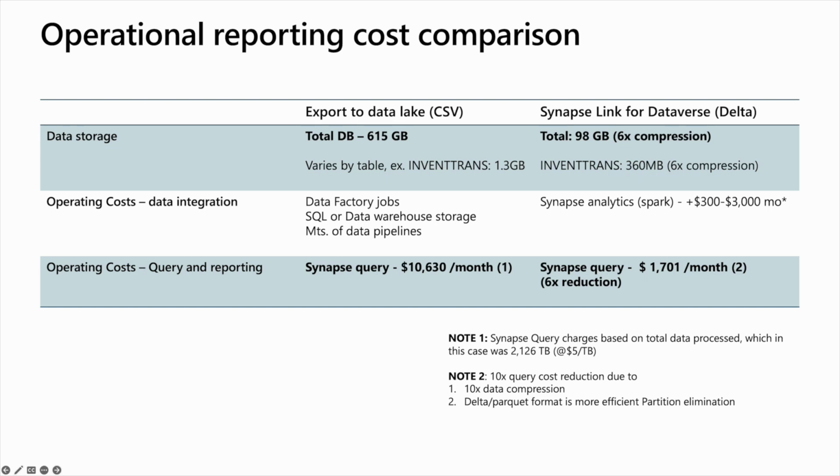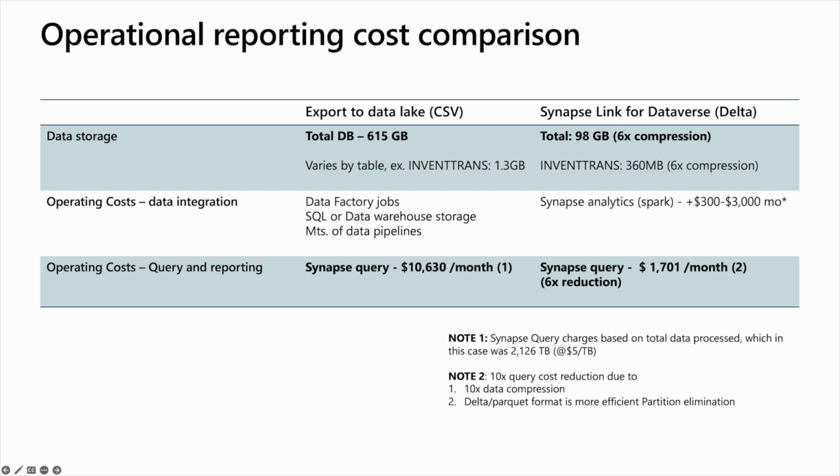In the example we took here, the customer case was 2,126 terabytes of data scanned per month for the Synapse serverless to query the CSV in their workloads. This workload and the compression can vary, but we wanted to put an example of how some of these things can help you reduce the operating cost.